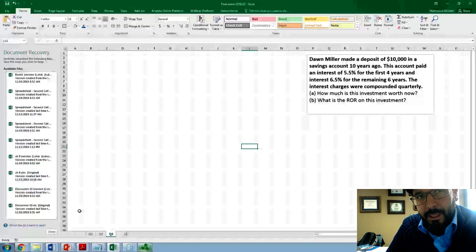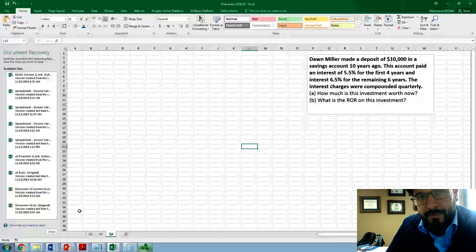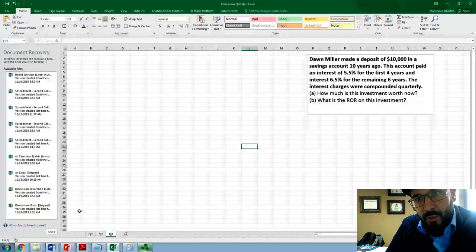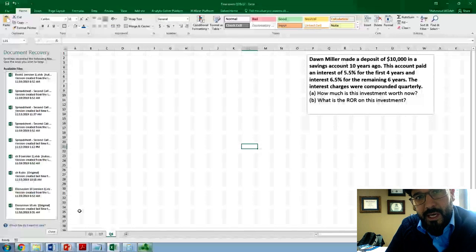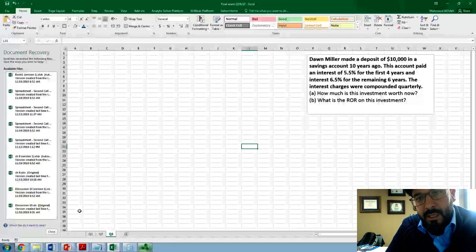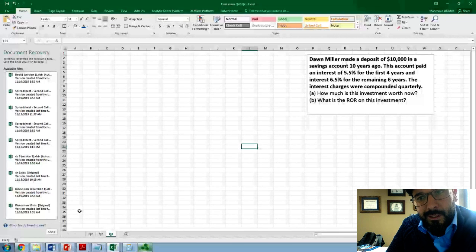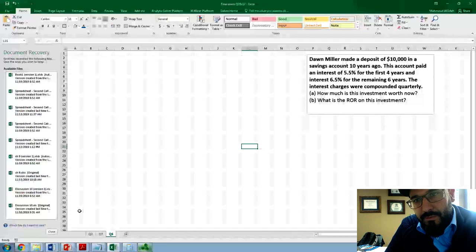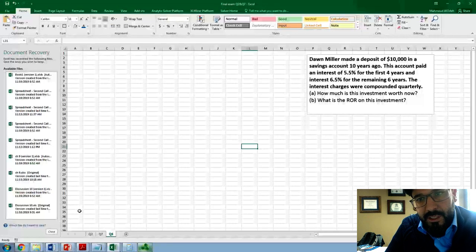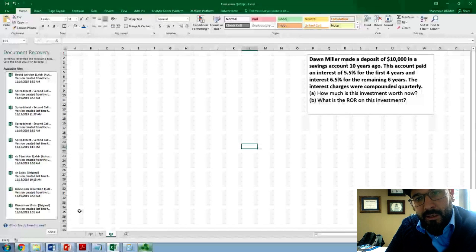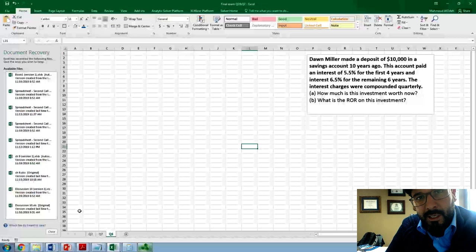But our role as finance managers and finance engineers is to do the calculation to find out what would be the overall investment. So this part would be part A: how much is this investment worth now, and what would be the rate of return for this investment.